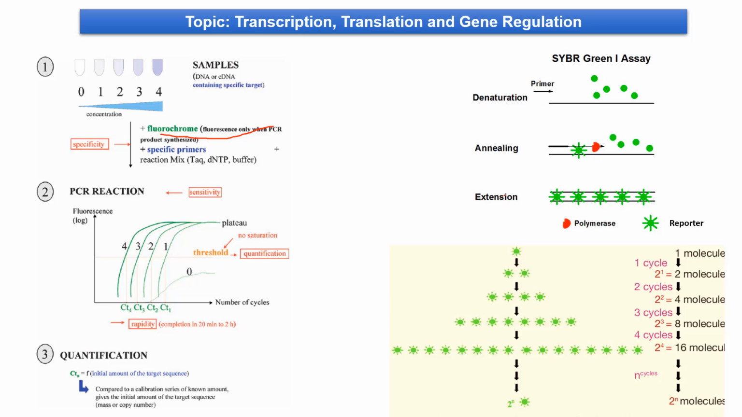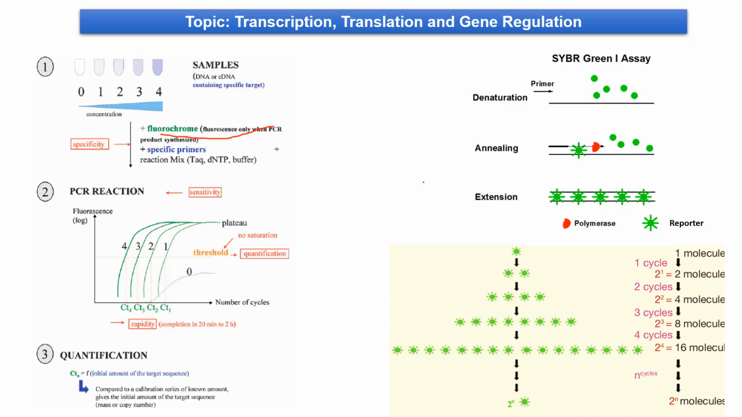Upon annealing and extension of the cDNA, when the second strand is made, SYBR Green gets incorporated within these two DNA strands. This double stranded region, it gets incorporated into them, and as it elongates, more and more SYBR Green molecules will get incorporated into the strand.